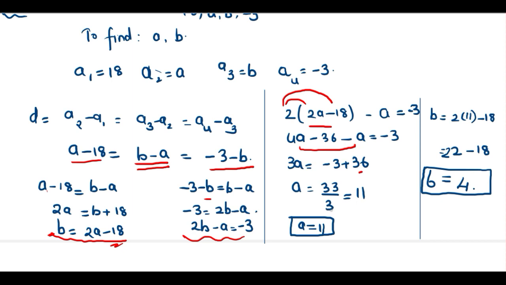So, 3a is equal to 36 minus 3, that is 33, and the 3 here was multiplying. So, after transposing it will go into the denominator. So, 3 ones are 3 and 3 11s are 33. So, the value of a we got here is 11. And now we can get the value of b by substituting this in equation 1. So, b is equal to 2a minus 18. Let us substitute this a value in this. So, b is equal to 2 into 11 minus 18. 22 minus 18 will give us 4. So, the required a and b values are 11 and 4.